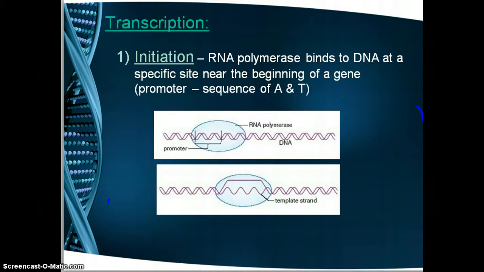In initiation, the RNA polymerase, which is an enzyme that you need to know, binds to DNA and scans along until it finds a promoter. The promoter is just a sequence of adenines and thymines in any order, but the key thing here is that there's no cytosine or guanine interspersed anywhere throughout it. So it attaches to the DNA and scans along until it finds a sequence of A's and T's, which is the promoter.